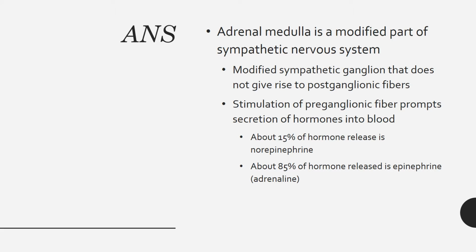With these, what they do is promote the preganglionic fibers to secrete amounts of either norepinephrine or epinephrine under sympathetic stimulation. About 15% of what is released from the adrenal medulla is norepinephrine, and about 85% is epinephrine, or adrenaline. Norepinephrine and epinephrine make up a certain class of neurohormones called catecholamines.